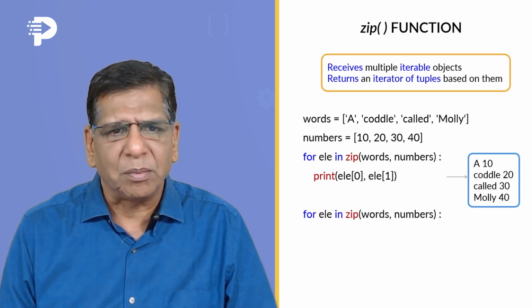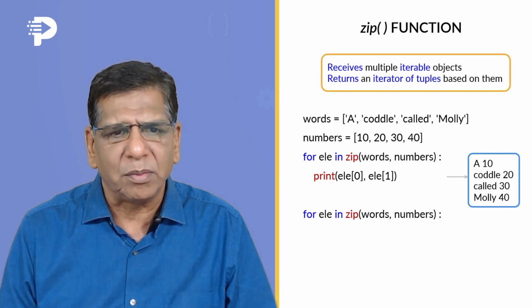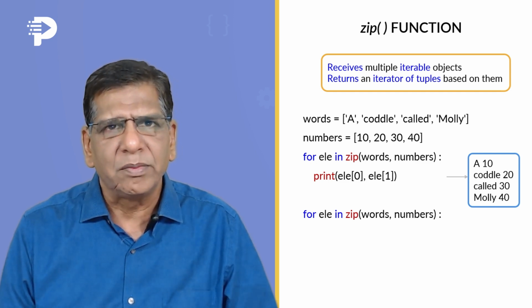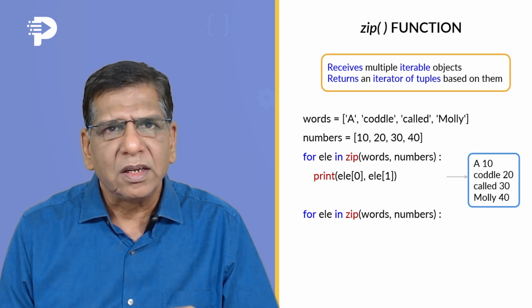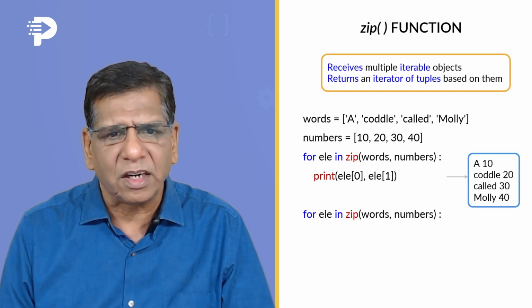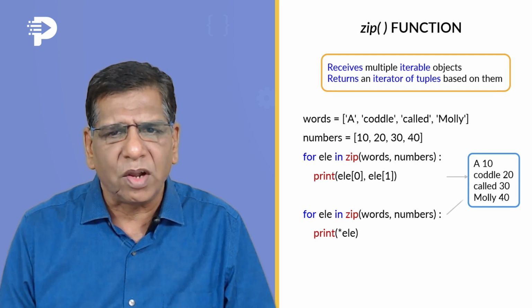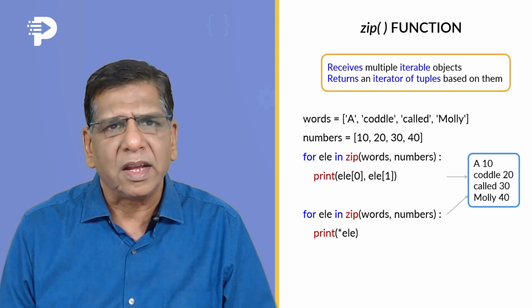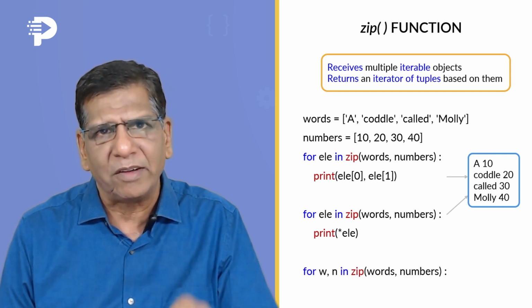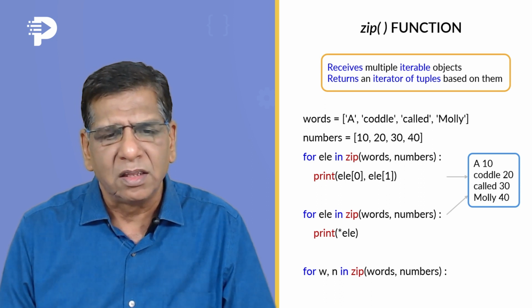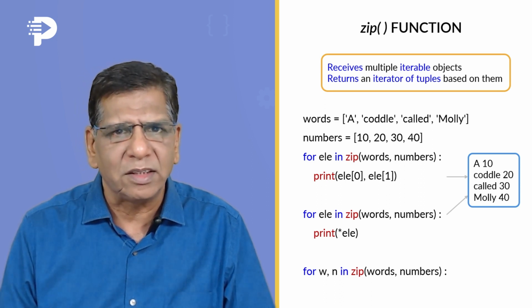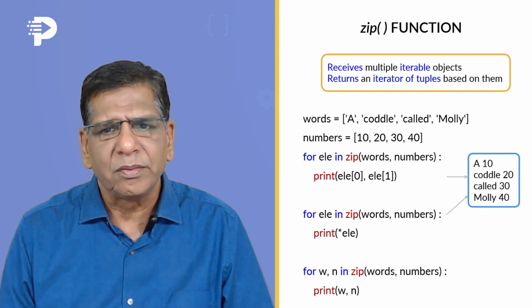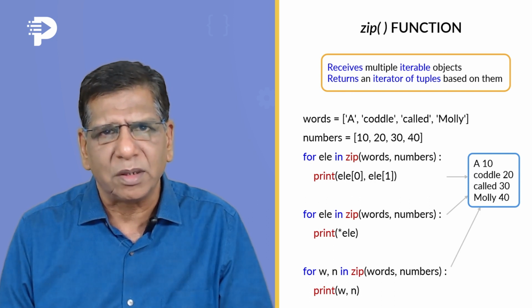Let me give you one more example. Again we zip words and numbers and iterate through that using a for loop, and this time we dereference that tuple by saying star ele. This will also produce exactly the same output. Similarly, I can say for w comma n, if I really want access to the individual word and individual number, I can run a for loop like this as well. W and n I can independently print out or perform some other operation on word, some other operation on number.